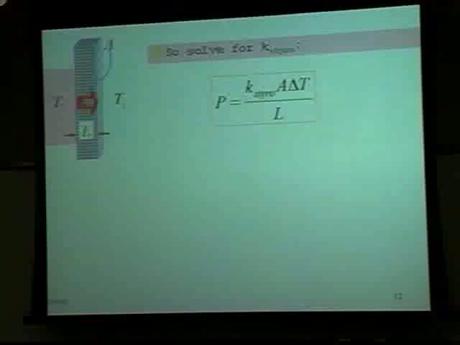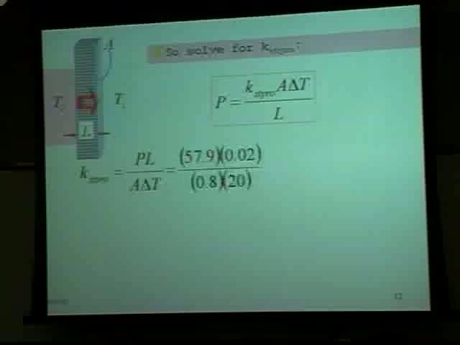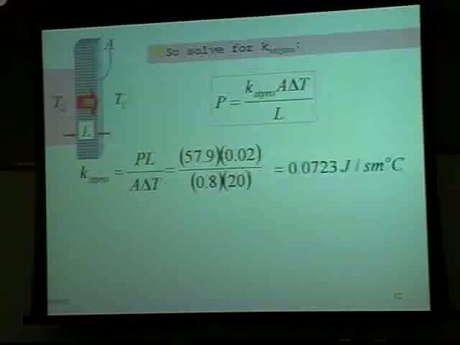So multiply both sides by L, divide by the area, divide by the change in temperature. We get 57.9 joules per second. The length was 2 centimeters, 0.02 meters. Area was 0.8 square meters, and change in temperature was 25 minus 5, or 20 degrees Celsius. So that gives us a thermal conductivity of 0.0723 joules per second per meter per degree Celsius.